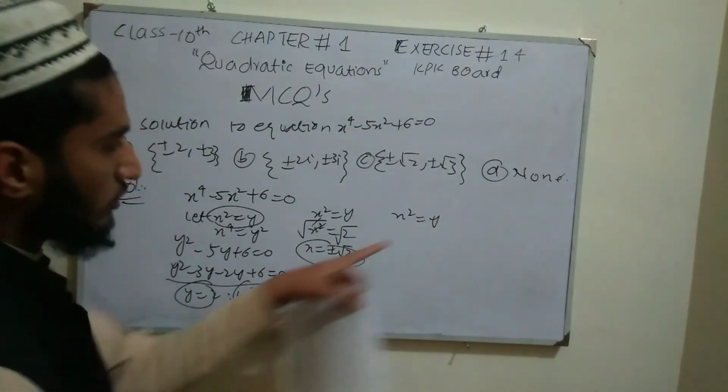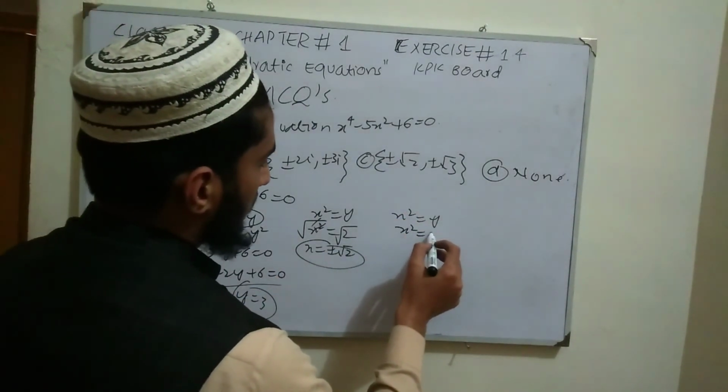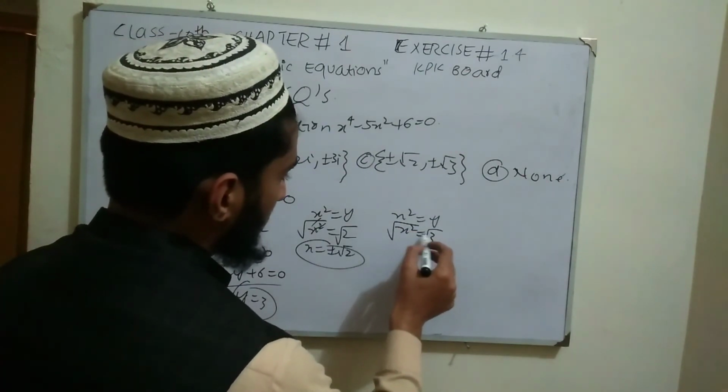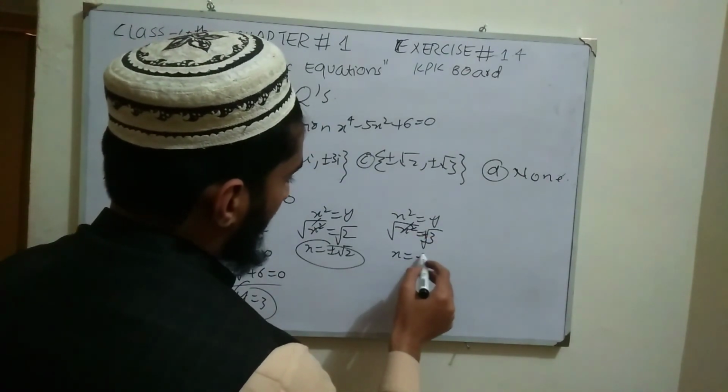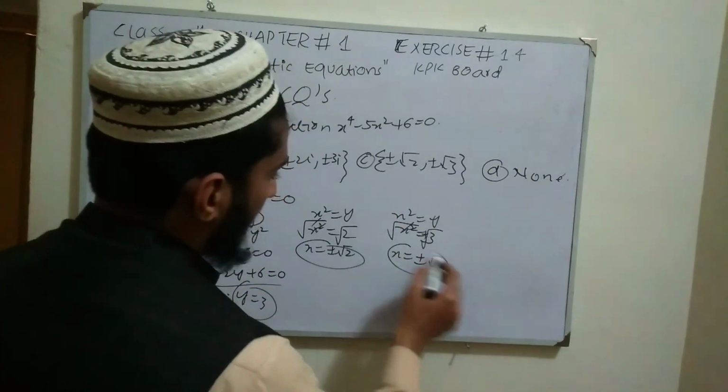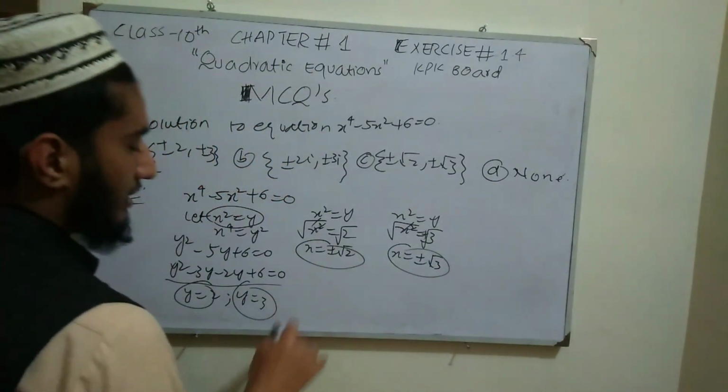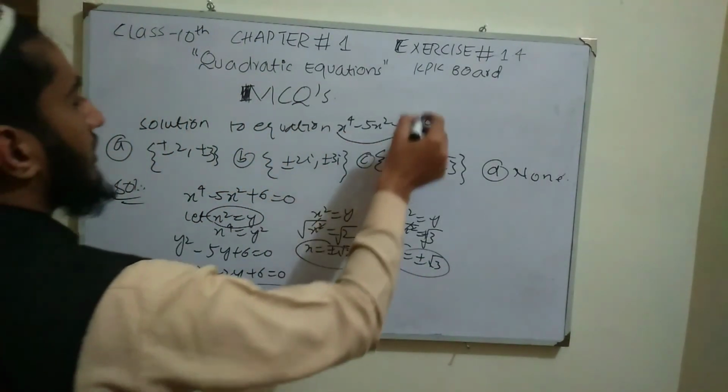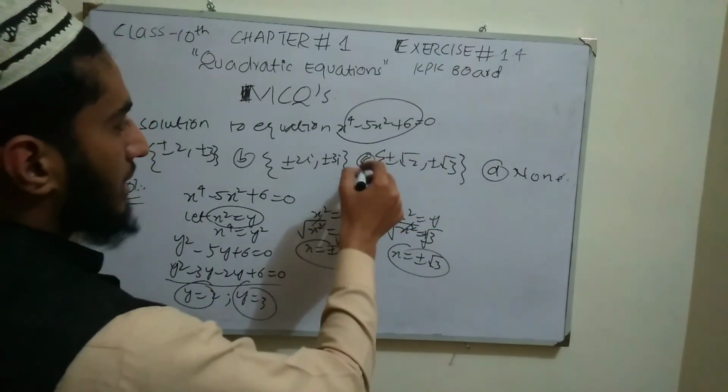And x square is equal to y. Put the value of y is equal to 3 here. So x square is equal to 3. So x is equal to plus minus under root of 3. So these are the two solutions and two solutions. These are the four solutions to the given quadratic equation. So the correct choice is option C.